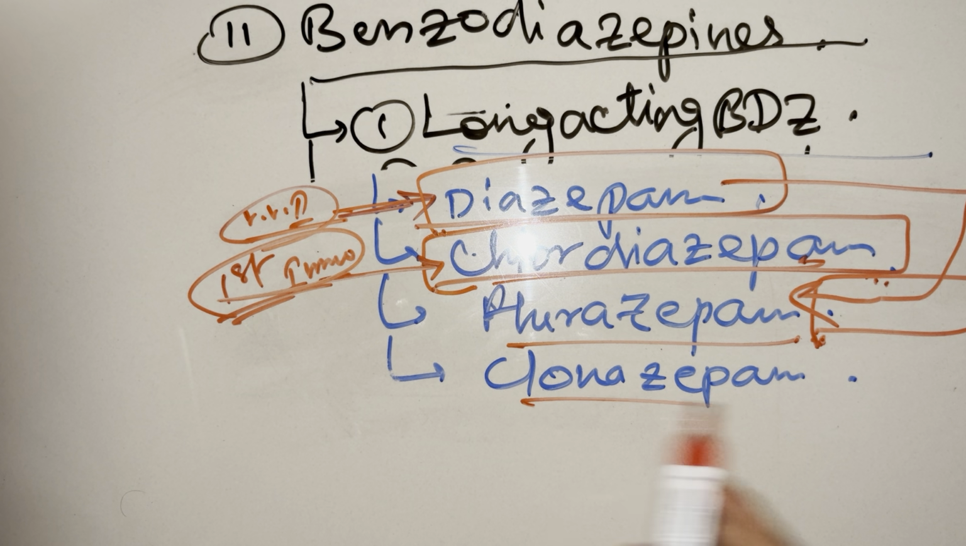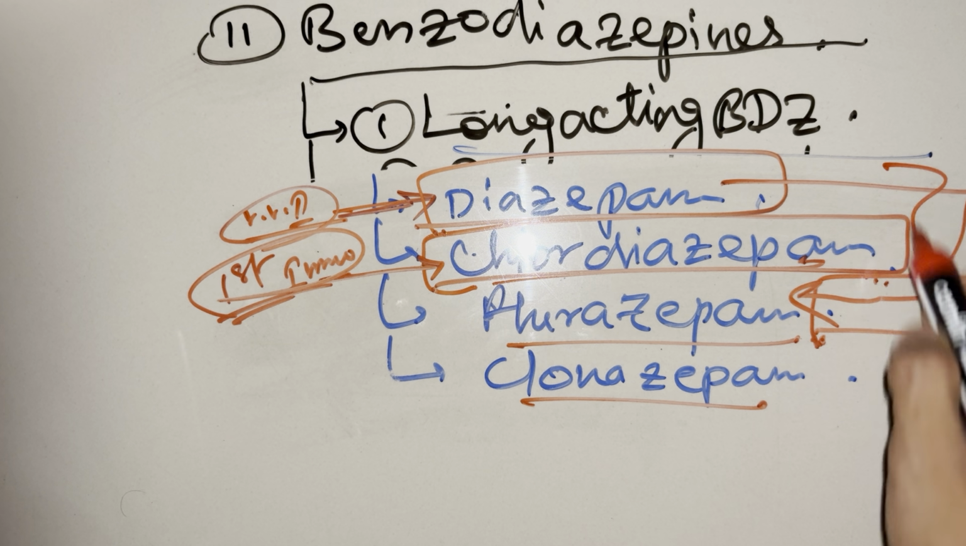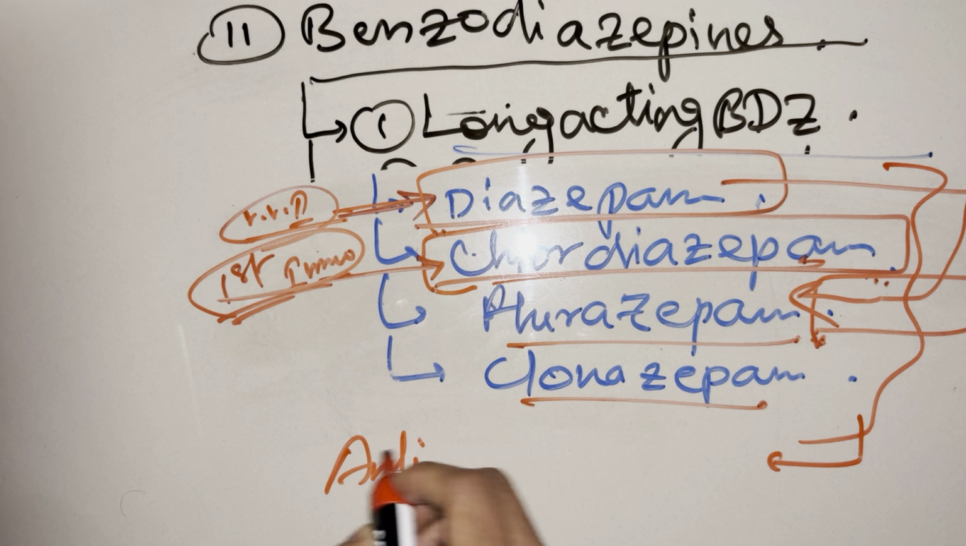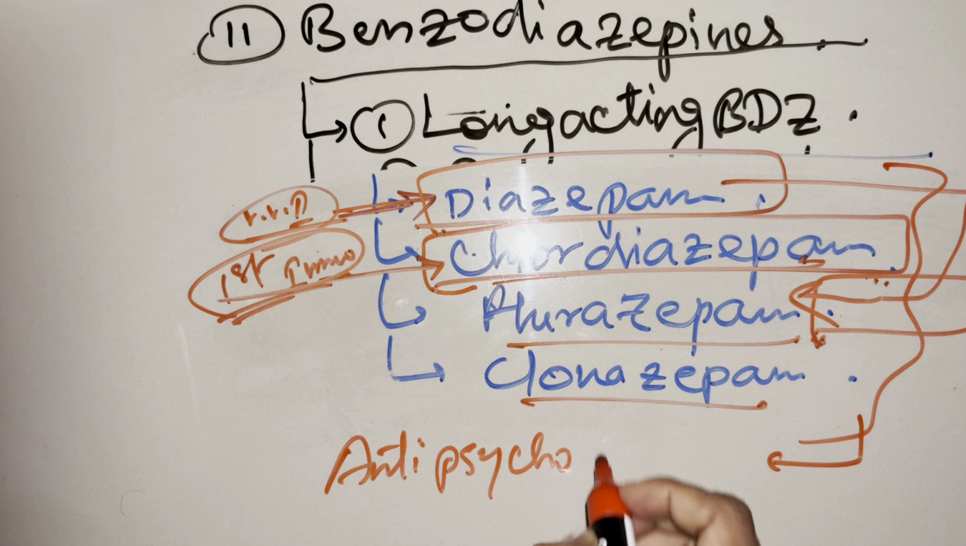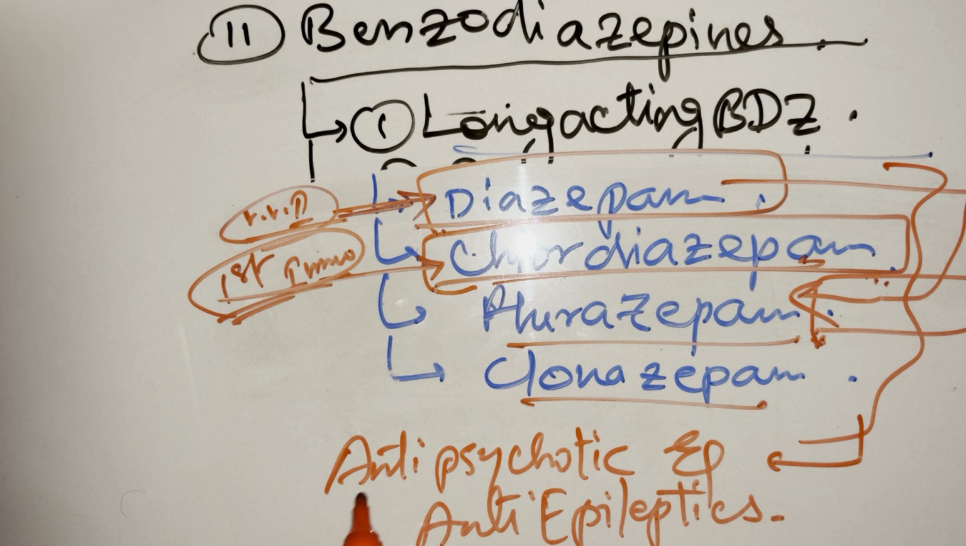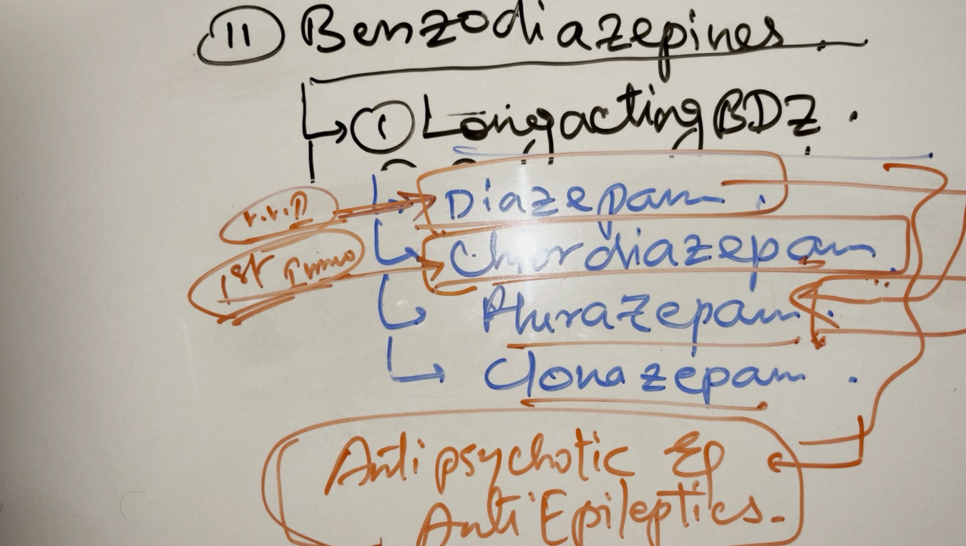Next is clonazepam. Next thing I'll say is that these are antipsychotic and anti-epileptics. These all are about long-acting benzodiazepines.